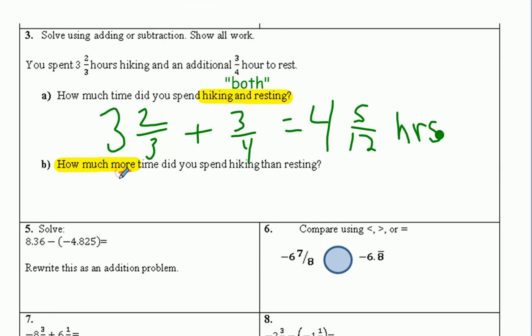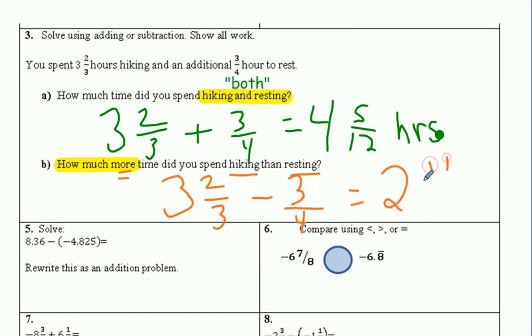How much more. So I'm comparing, in order, hiking and then resting. So I spent 3 2/3 hours hiking, but I'm comparing that to resting. I didn't do a lot of resting, but I want to see how much more hiking I did. So again, in my calculator, 3 2/3 minus 3/4. Final answer, 2 11/12. Again, hours, HRS.